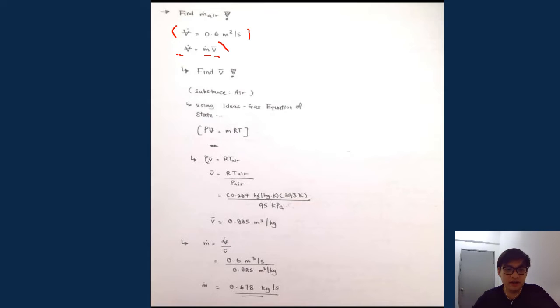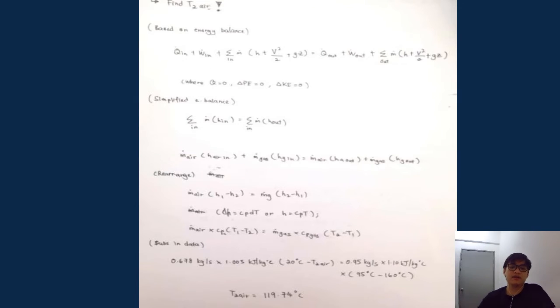So all that's left is to find the specific volume by using the ideal gas equation of state, because our substance is air. After obtaining the specific volume, we now can calculate the mass flow rate. The specific volume is equal to 0.885 meter cube per kilogram, so we can now calculate the mass flow rate for air by using the equation here, and we obtain the mass flow rate is equal to 0.678 kilogram per second.